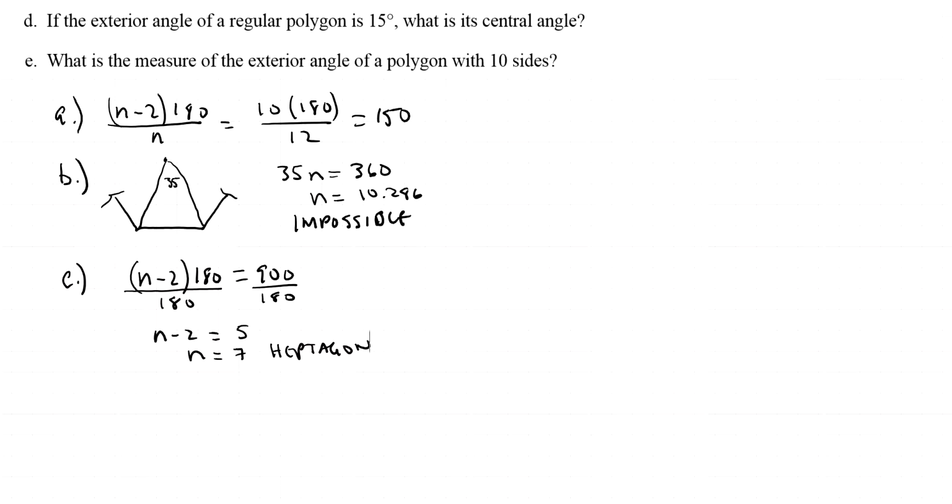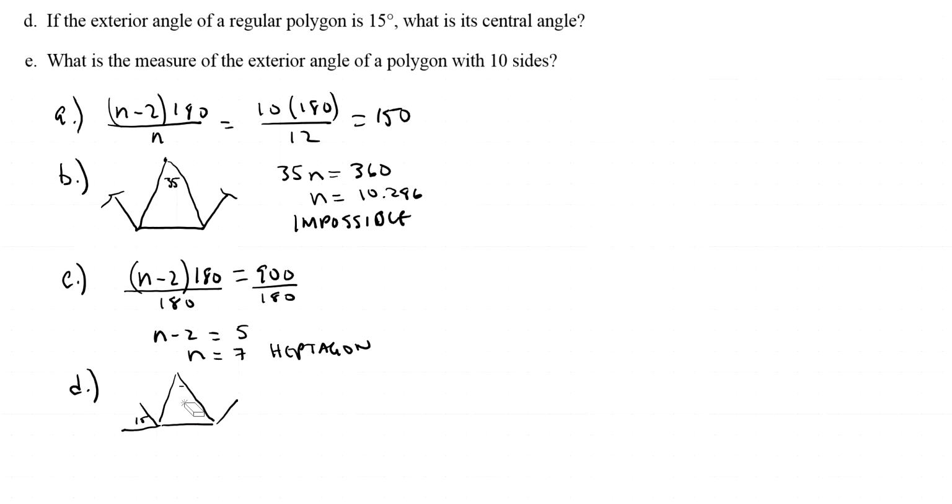Alrighty, D. If the exterior angle of a regular polygon is 15 degrees, what is the central angle? Alright, so there's several ways of going about doing this, but I know that if the exterior angle here is 15, I know that this here is going to be 15.